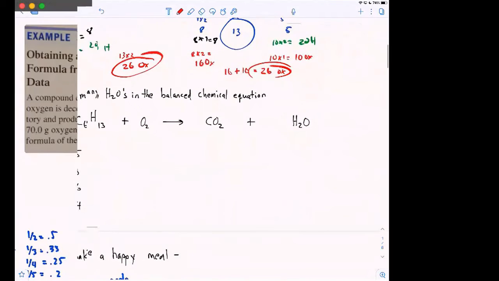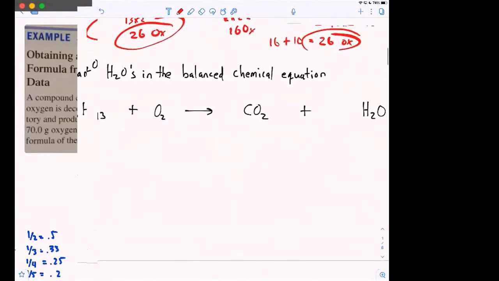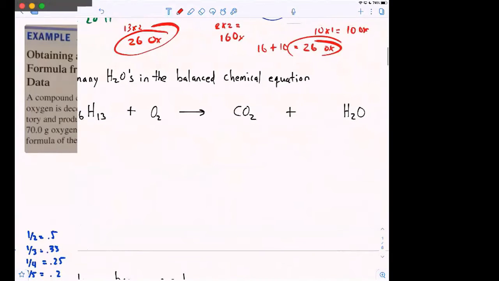Time for you guys. See if you can figure this out. So how many waters? What is this coefficient, the one right before H2O?